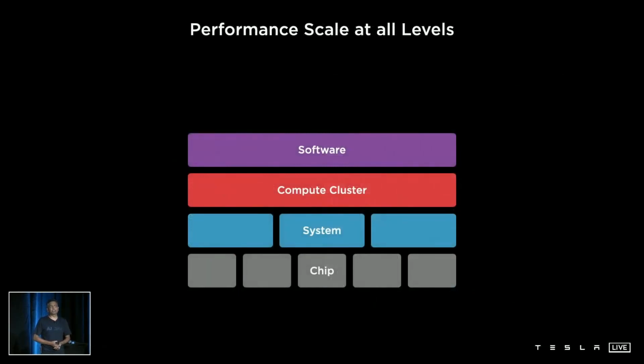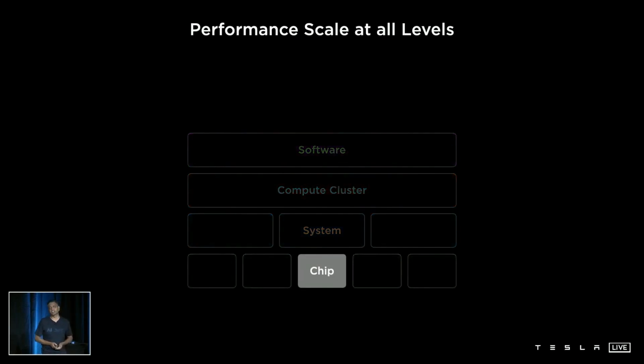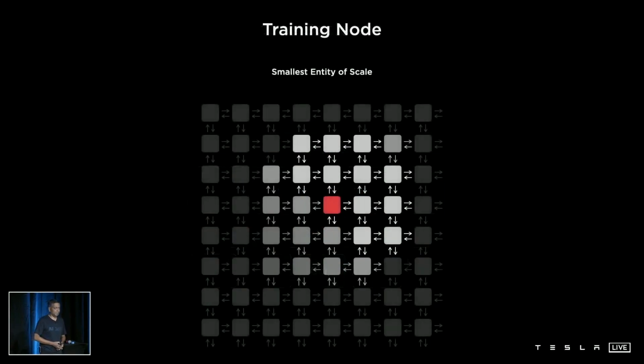We wanted to attack this all the way, top to bottom of the stack, and remove any bottlenecks at any of these levels. And let's start this journey in an inside-out fashion, starting with the chip. As I described, chips have compute elements. Our smallest entity of scale is called a training node. And the choice of this node is very important to ensure seamless scaling.